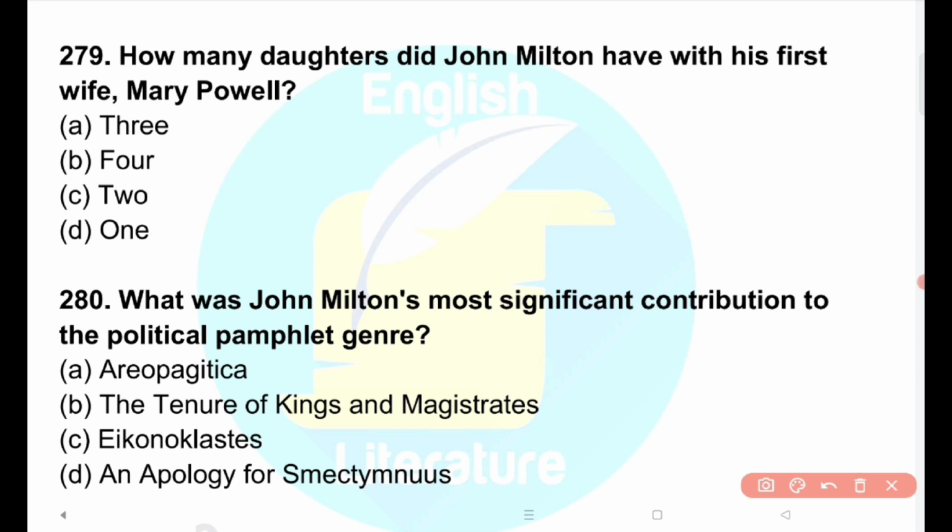What was John Milton's most significant contribution to the political pamphlet genre? Option B, The Tenure of Kings and Magistrates, 1649. Published in 1649, the pamphlet justified the execution of King Charles I.